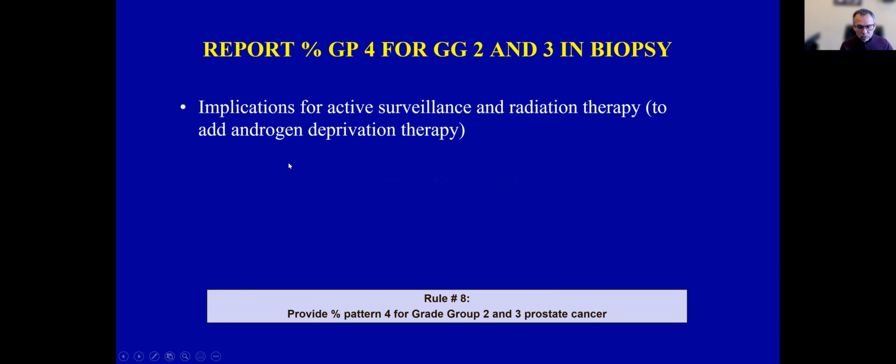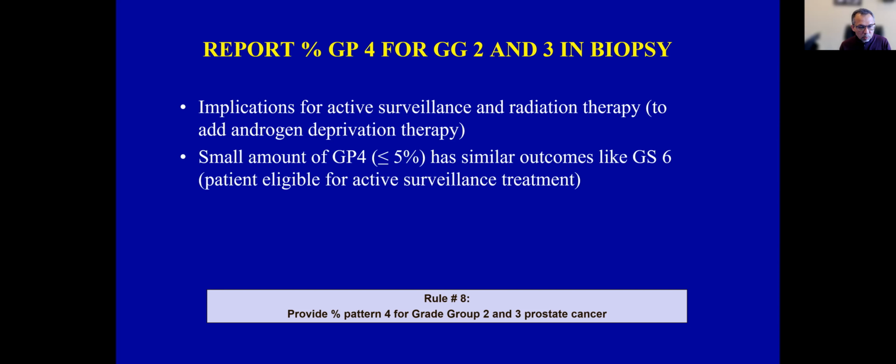Now, some reporting rules. You need to provide percent pattern 4 specifically for grade group 2 and 3 prostate cancer. It has implications for active surveillance and for radiation therapy, specifically whether to add androgen deprivation therapy or not. Keep in mind that if you are dealing with a very small amount of Gleason pattern 4, typically 5% or less, it has similar outcomes to Gleason score 6.